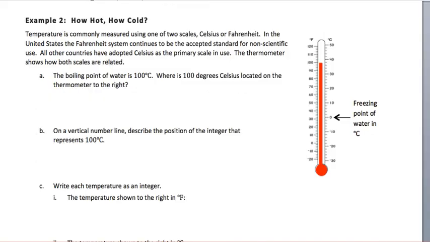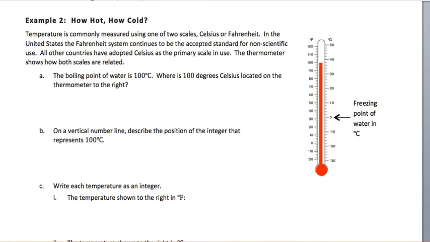Continuing on with example 2, temperature is commonly measured using one of two scales, Celsius or Fahrenheit. In the United States, the Fahrenheit system continues to be the accepted standard for non-scientific use, but all other countries have adopted Celsius as the primary scale.